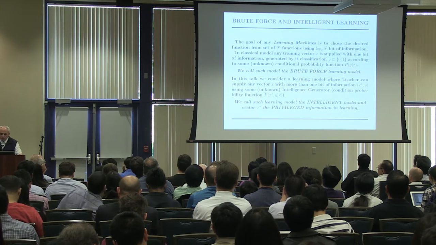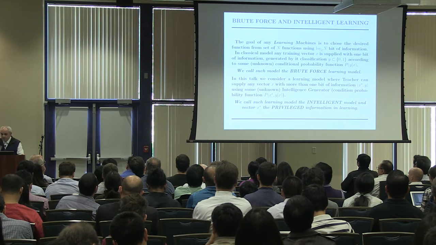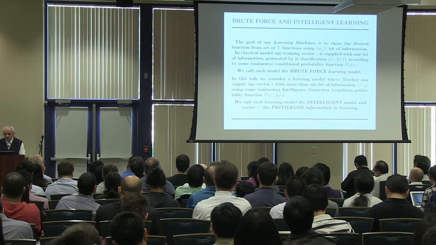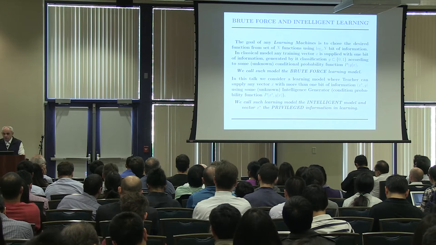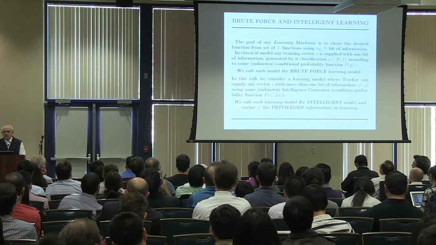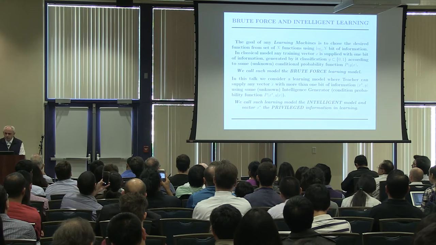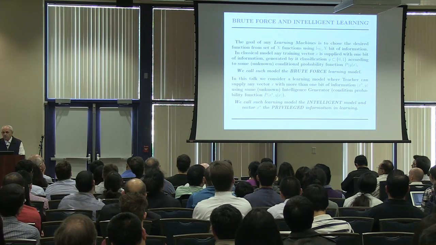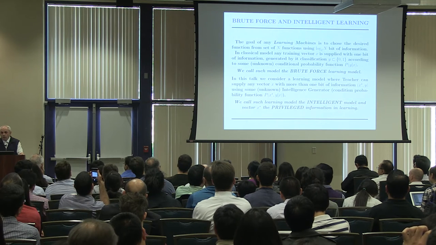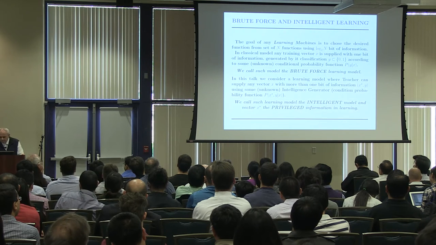Today I will talk about this model, and I will call it the intelligent model because it does better than what Shannon's information theory allows. Whatever we can do in the sense of Shannon, I will call brute force learning, because it's a pure mathematical method without any intelligence. You do brute force, and you will get the function you want. Before I go to the mathematical detail, let me stress that all algorithms we are discussing now in machine learning are brute force algorithms.